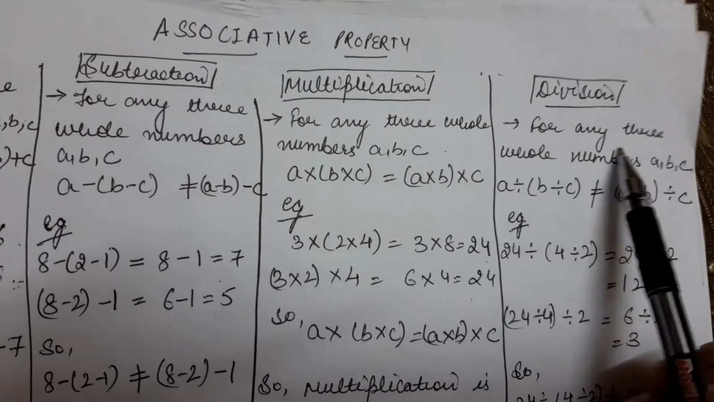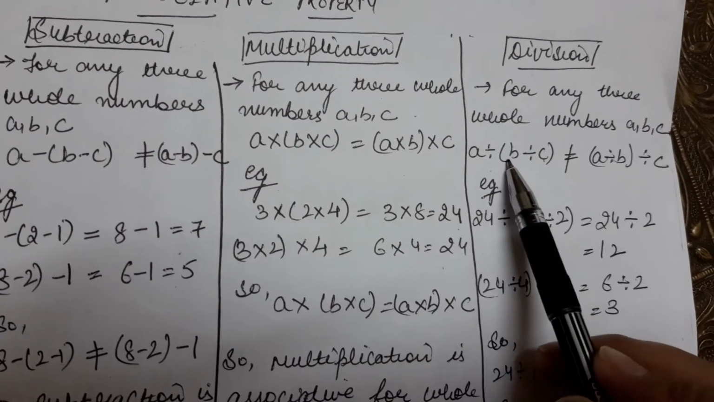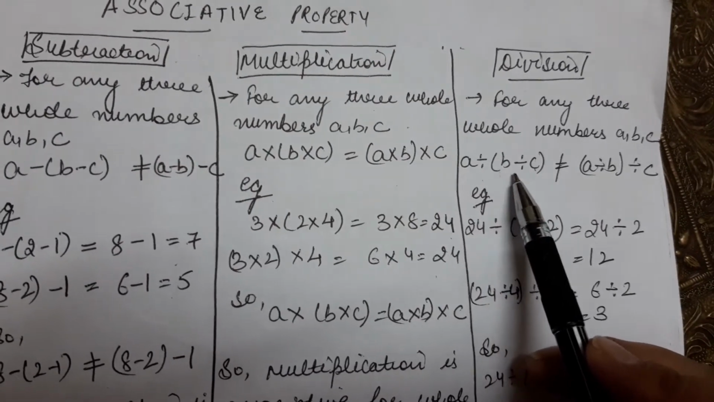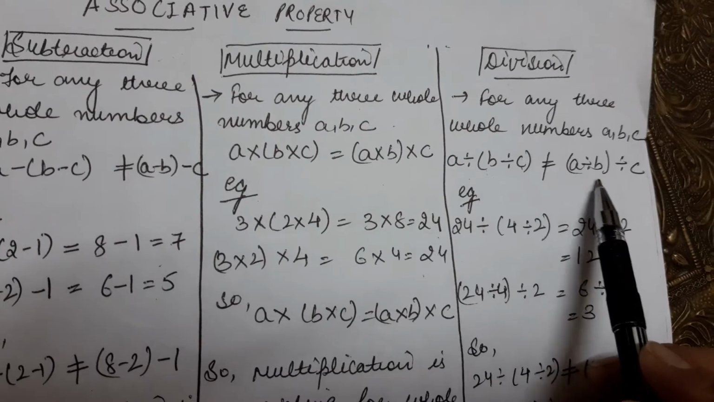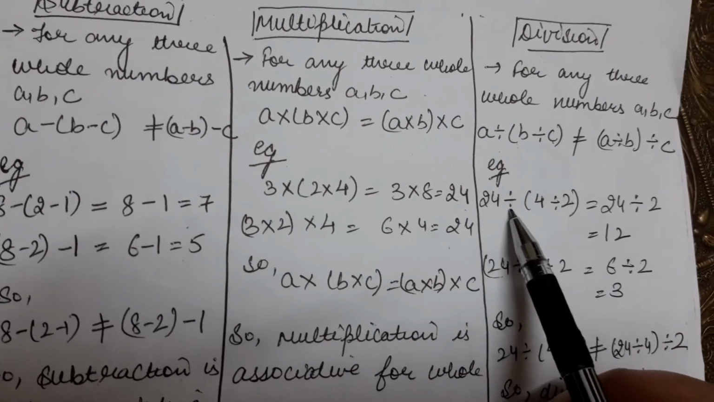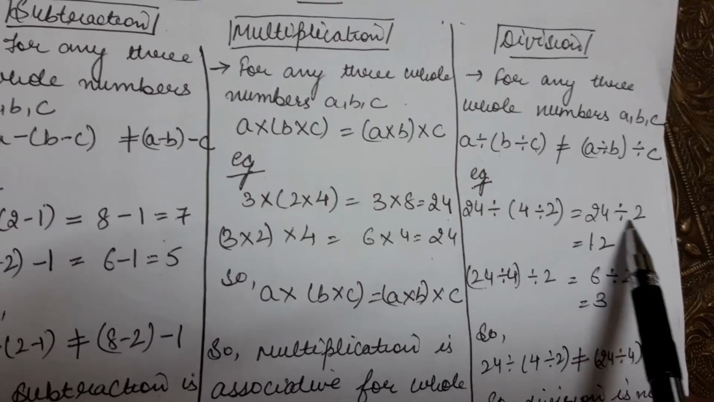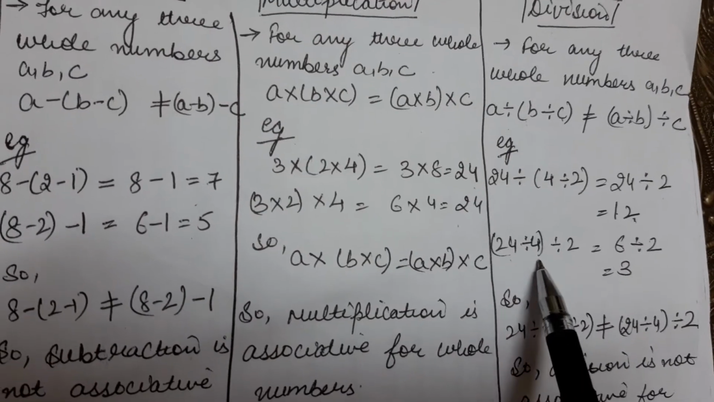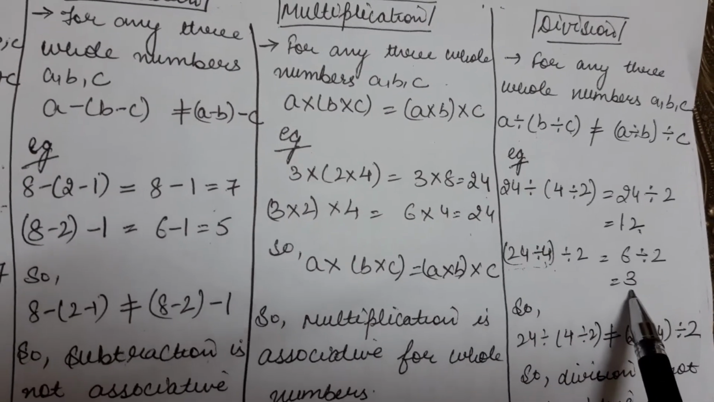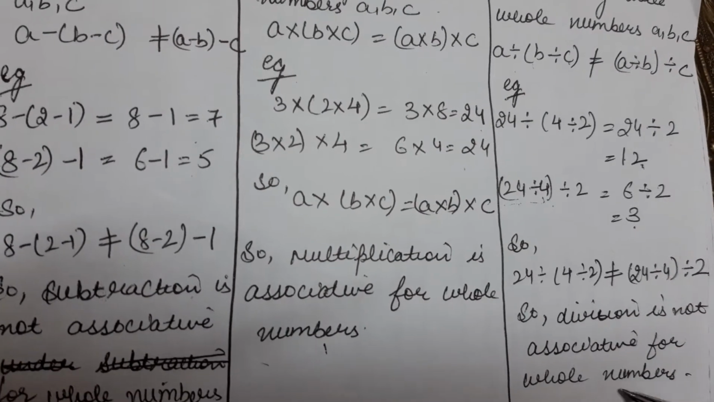Next is division. For any three whole numbers a, b and c, a divided by (b divided by c). Bracket means this operation in the bracket will be operated first. So a divided by (b divided by c) is never equal to (a divided by b) divided by c. For example, if I take the numbers 24, 4 and 2. So 24 divided by (4 divided by 2), answer is 12, because 4 divided by 2 is 2 and then 24 divided by 2 is 12. Again (24 divided by 4) divided by 2. Now this operation will be done first in the bracket, so it will be 6 divided by 2, answer is 3. So I have observed the two answers don't match. It means division is not associative for whole numbers.